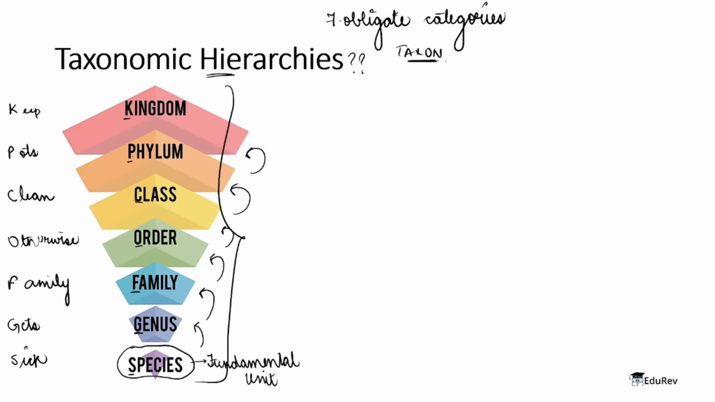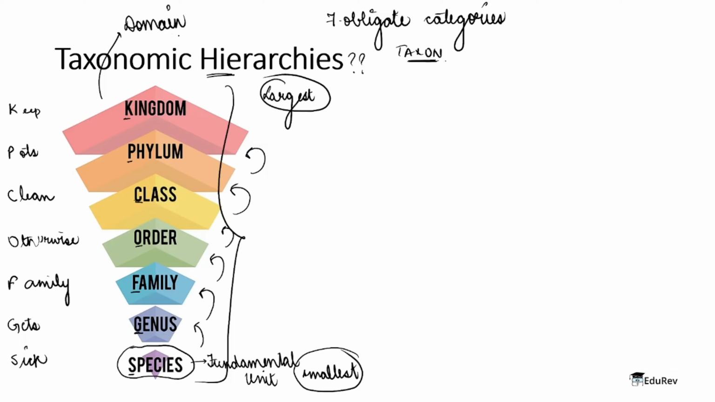Now in this particular hierarchy, kingdom is the largest, and species is our smallest unit. And there is also another category on the top of the kingdom, which is called domain. But it has not been officially added in this particular hierarchy, so we are not going to study about it. But it is important to understand that there is another category above kingdom, which is domain.